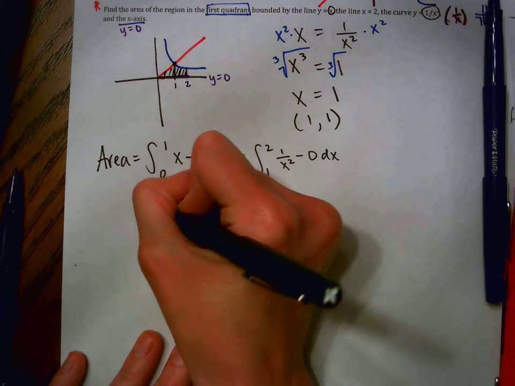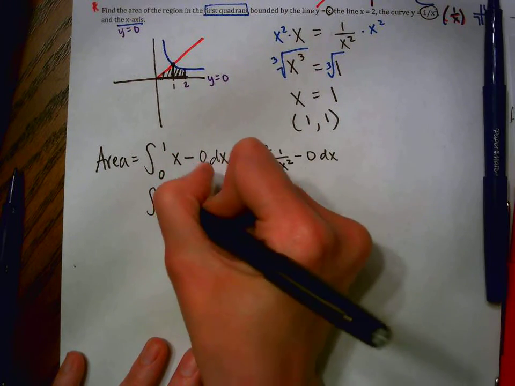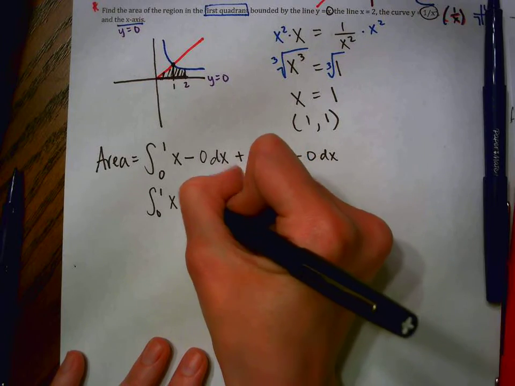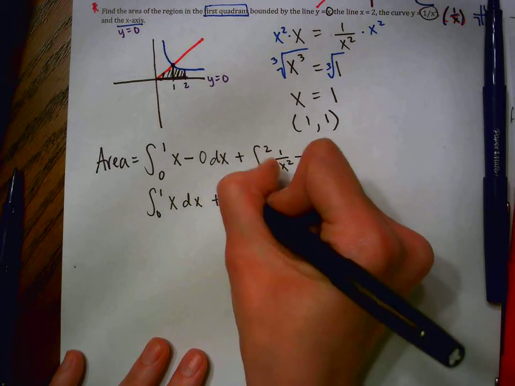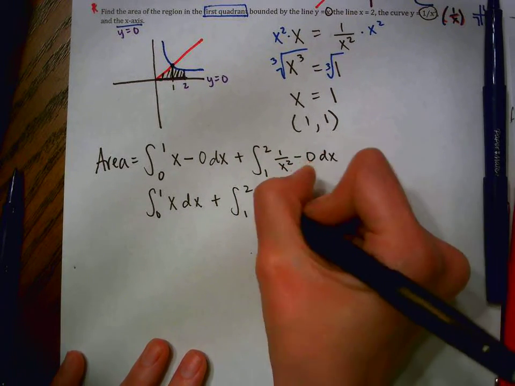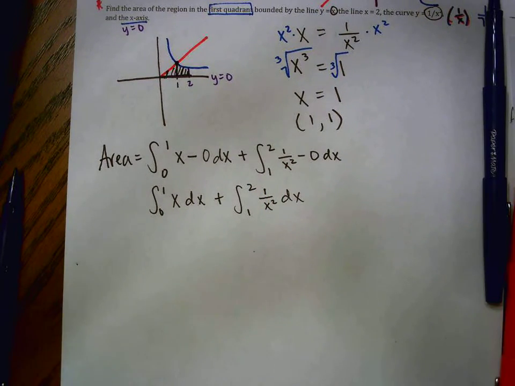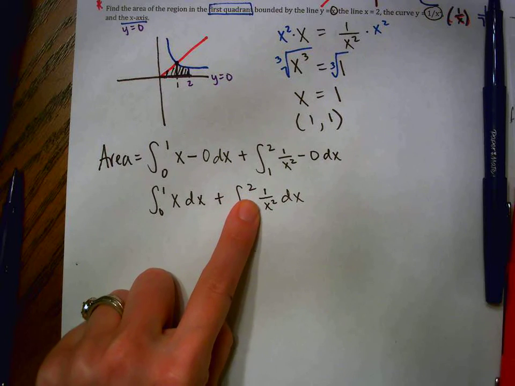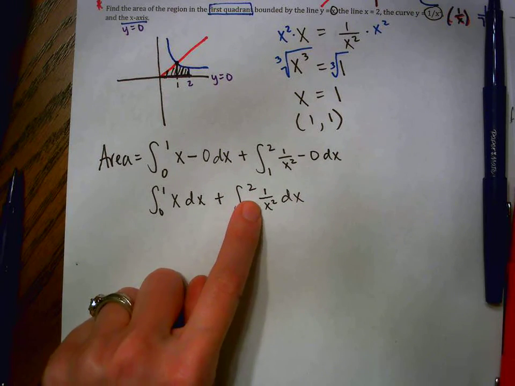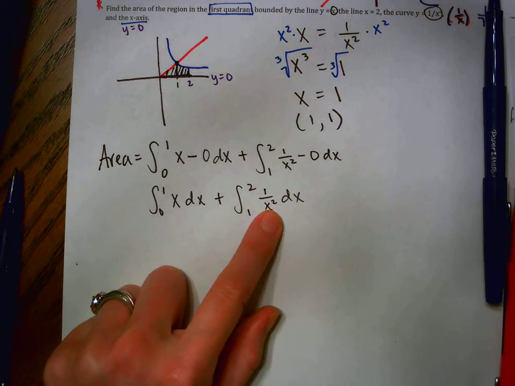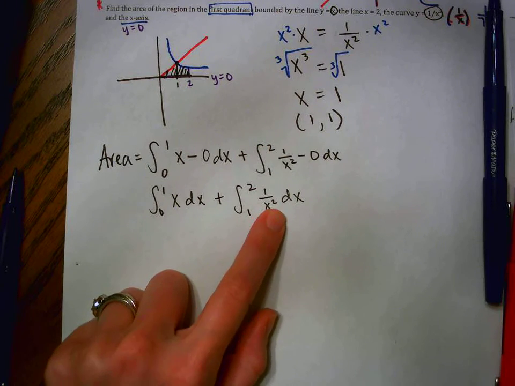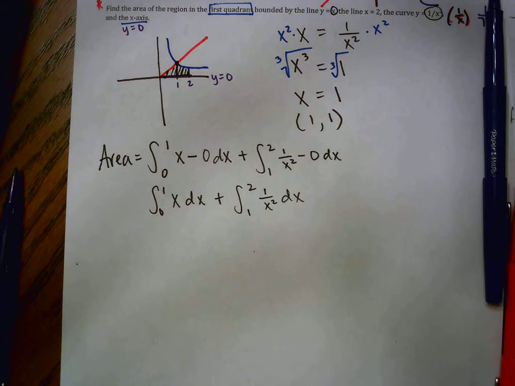So I could rewrite this as, right, we don't need minus 0, so that's just the integral from 0 to 1 of x dx, plus the integral from 1 to 2, 1 over x squared dx. This one's ready to integrate. How do we integrate this one? You do not use natural log because the exponent on the bottom is not 1. You got to move it to the top using a negative exponent.